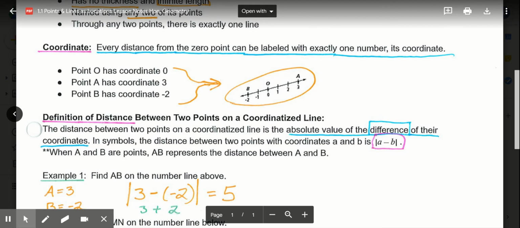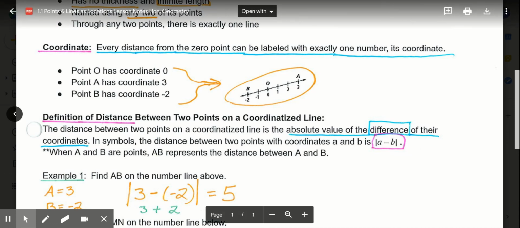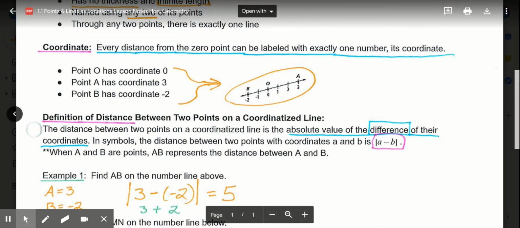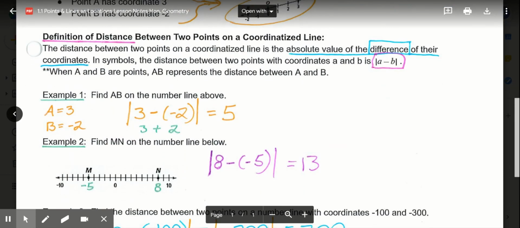And then I believe I skipped over this last point before, but it says when A and B are points, if we write them side by side, like they did in example 1, AB represents the distance between A and B. So this is saying find the distance between points A and B on the number line above, or find the distance between points M and N.